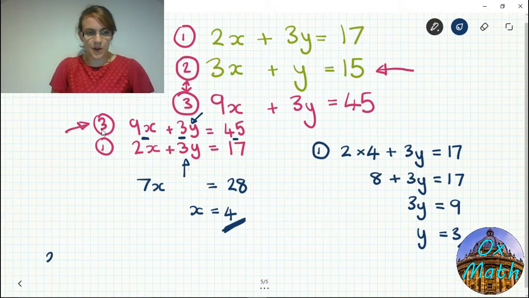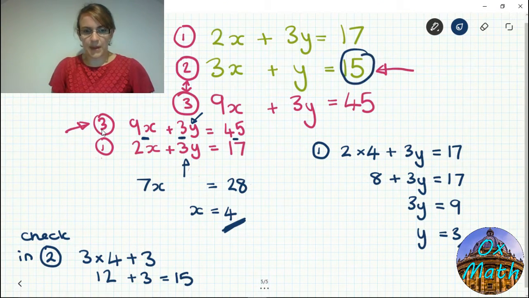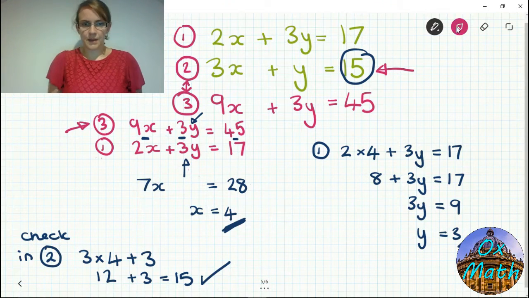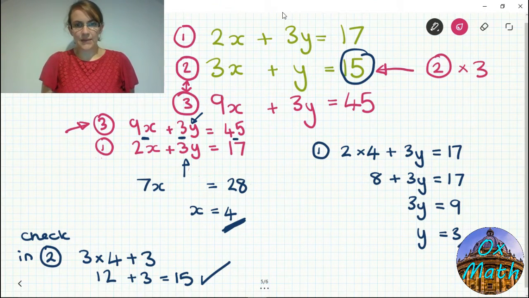Now remember, they have to work in both equations. So I'm going to check in equation 2. And 3 times my x, which is 4, plus y, which is 3, gives me 3 times 4 is 12, plus 3 equals 15, which is what we wanted to get up here. So these values are correct. So now we know that we can make the coefficients, the number in front of either the x's or the y's, the same by multiplying through the whole equation. So in this example, we multiplied the whole of equation 2 by 3, and that gave us the 3y to match the 3y in our first equation.